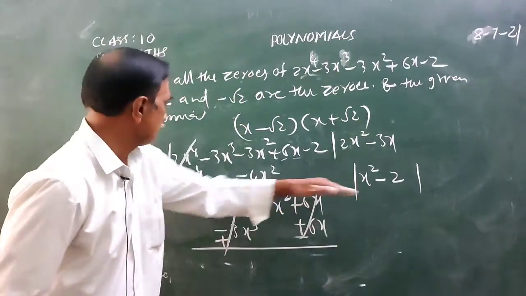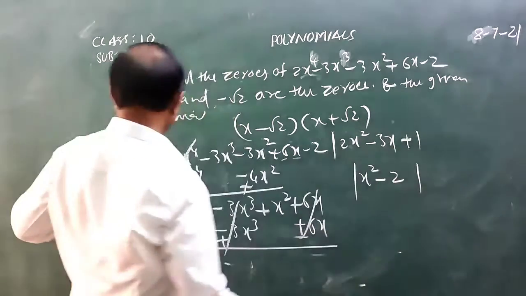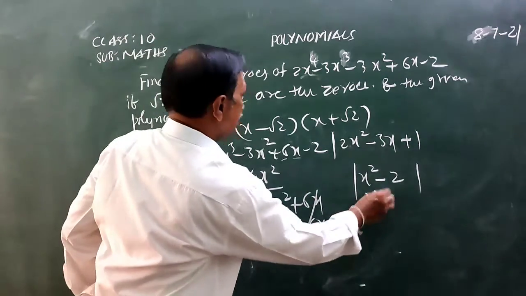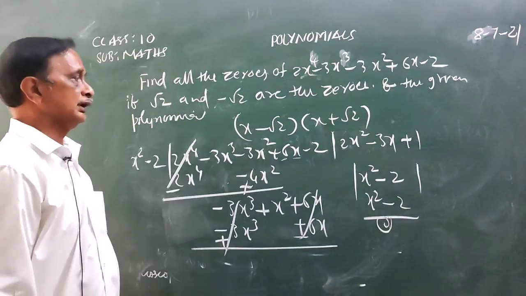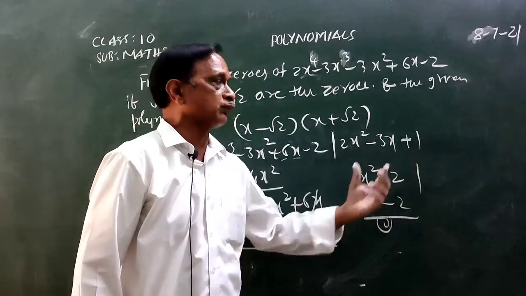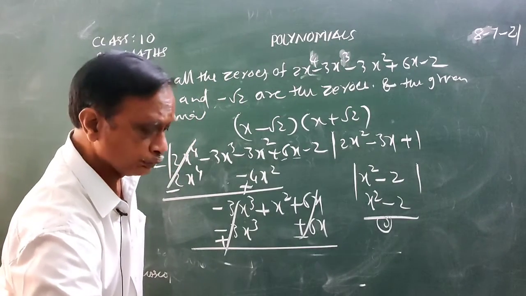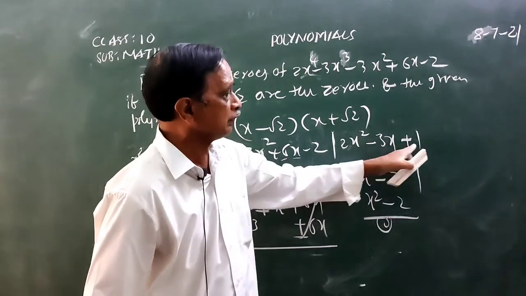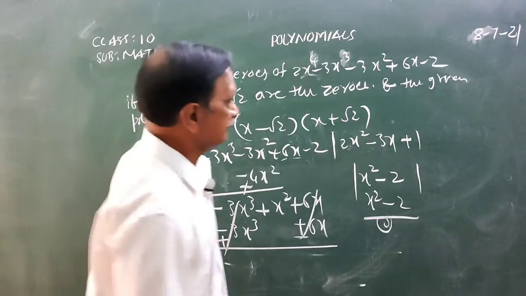Now divide the first term by first term. X square by x square gives what? 1. Multiply the divisor by 1. 1 into x square, 1 into minus 2. So 0. Here p of x equal to what now? 2x square minus 3x plus 1. So to get the other zeros, you have to factorize this polynomial 2x square minus 3x plus 1. Factorize the polynomial 2x square minus 3x plus 1.